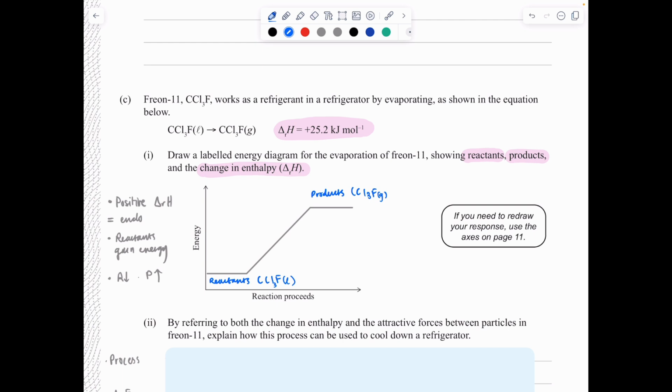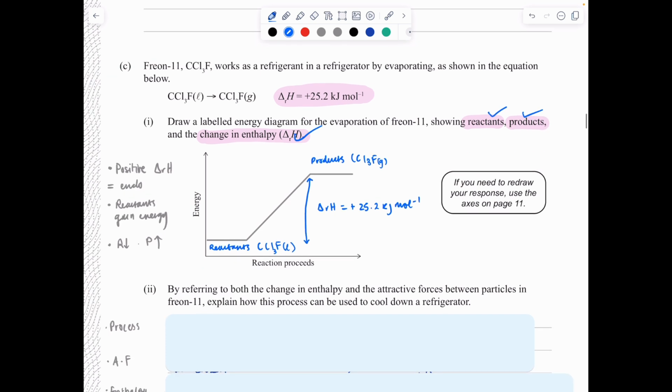And then we have to label the change in enthalpy. So the change in enthalpy is going from the reactants to the products, okay? And this is the change in enthalpy, which is equal to positive 25.2 kilojoules per mole. All right, so that's our fully labeled diagram, okay, for Freon 11. Everything has been ticked off. Cool.